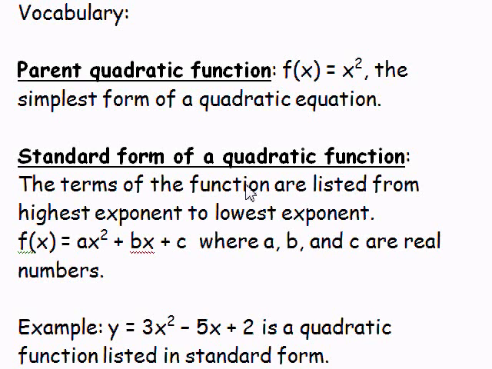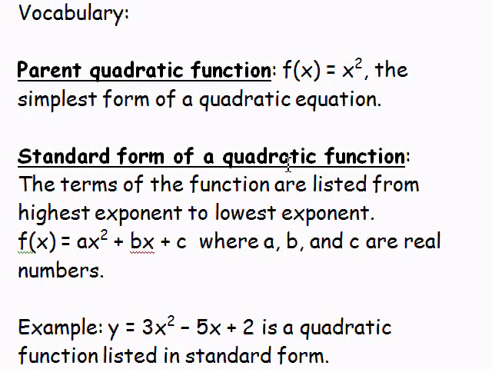The first word is the parent quadratic function, which is f of x equals x squared. Note that we often exchange f of x, which means a function of x, with the variable y. Means the same thing, just slightly different notation. It is the simplest form of a quadratic equation.